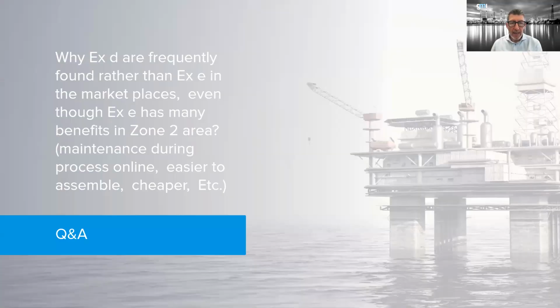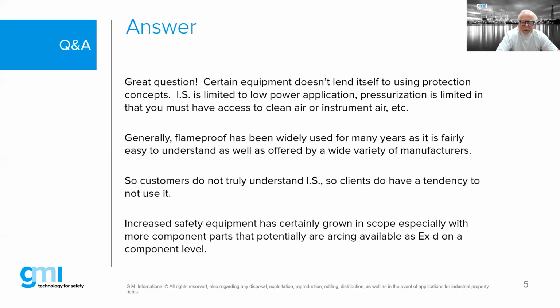Okay. Next, why is EXD frequently found rather than EXE in the marketplace, even though EXE has many benefits in zone 2, for example, maintenance during process, easier assembly, lesser cost, and so on? Yeah, so EXD has been around quite some time. EXI, intrinsic safety, and EXD were two of the first protection concepts. People understand it. We put a lot of electrical equipment on the inside of it. It's general purpose equipment. We basically house it in a big cast housing, and we're done and dusted.